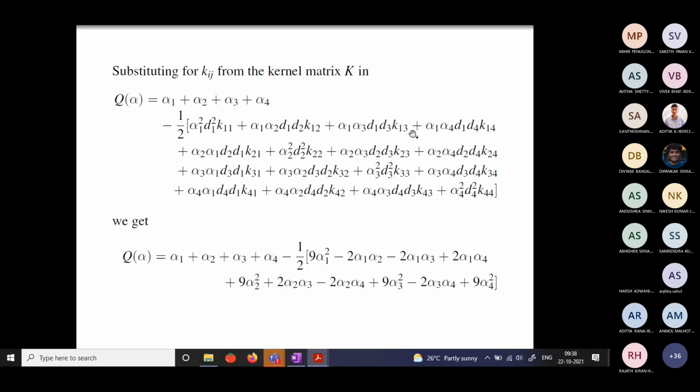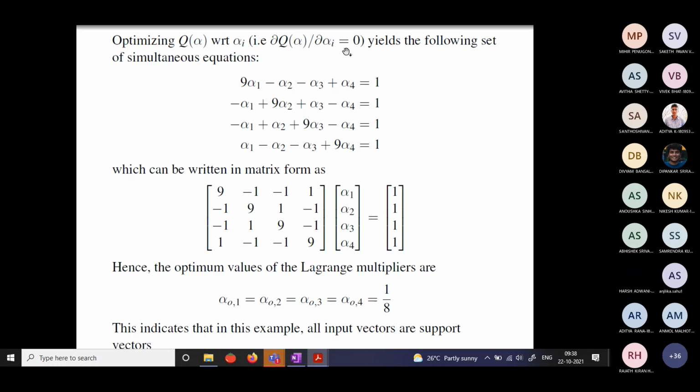So same equation I've written. Now after substituting this d and k value, we get something like this. There are four Lagrange multipliers here, so I have to differentiate it 4 times with respect to each of those alphas. Once we differentiate and equate to 0, they yield this particular result. So you get this 4 set of equations, and you write them in matrix form in this way.